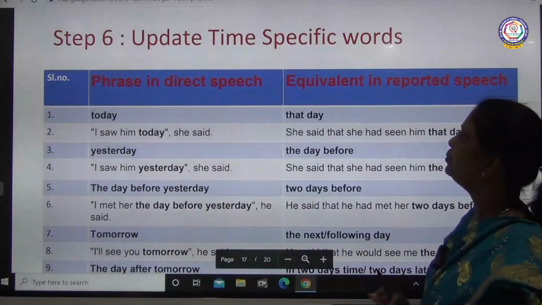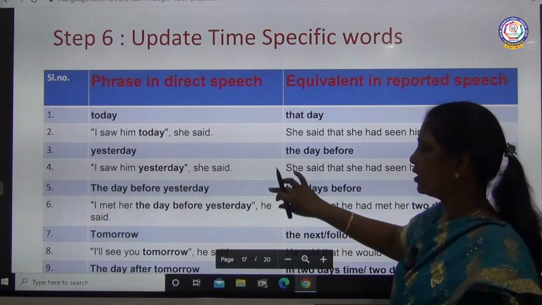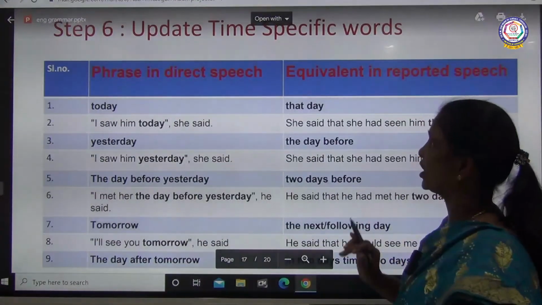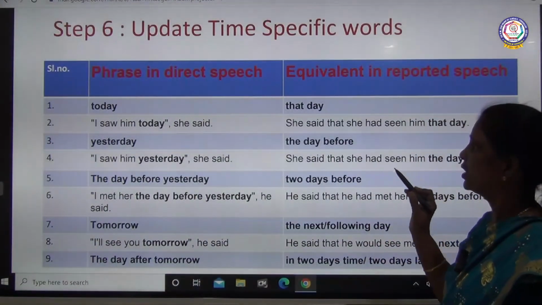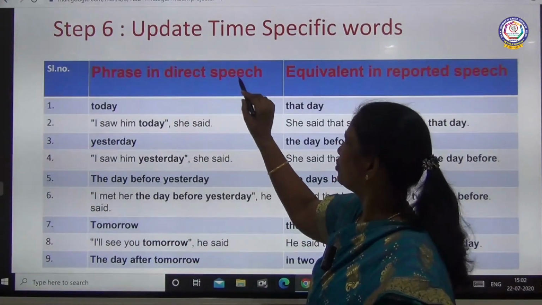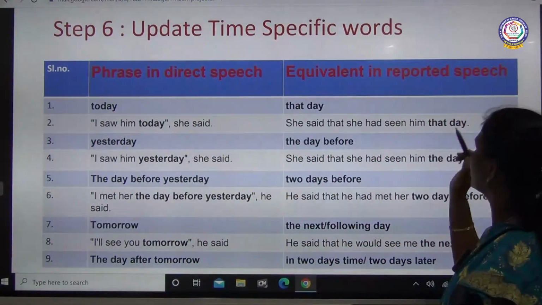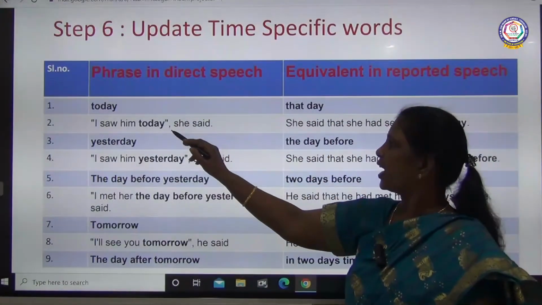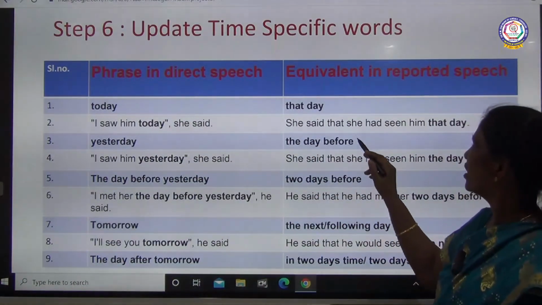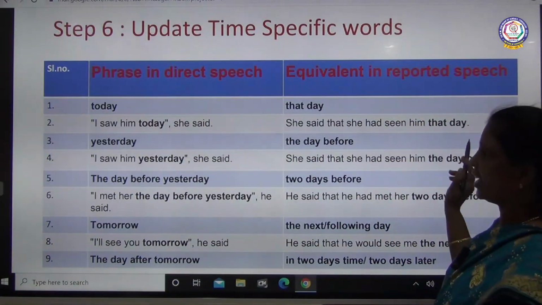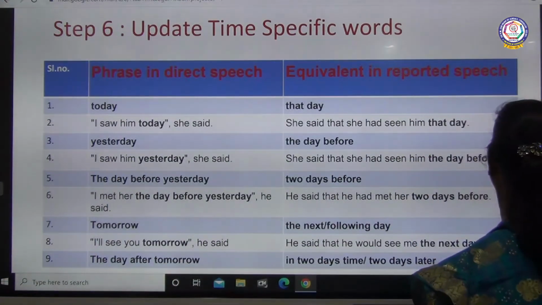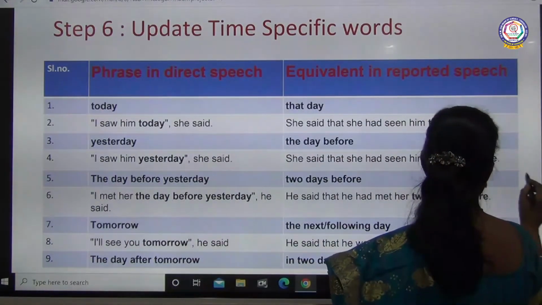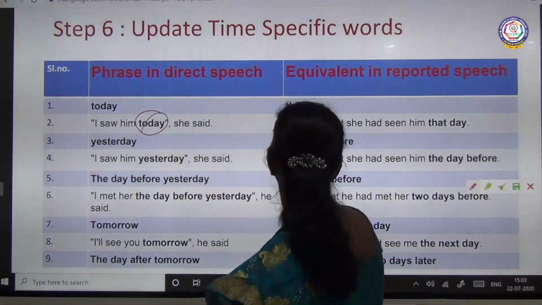Step 6, update time specific words. So words are given, update time specific words. So in step 6, there is a change. Update time specific words: the phrase in direct speech and its equivalent in reported speech. So today will change into that day. I saw him today, she said. She said that she had seen him that day. So today is changing into that day.